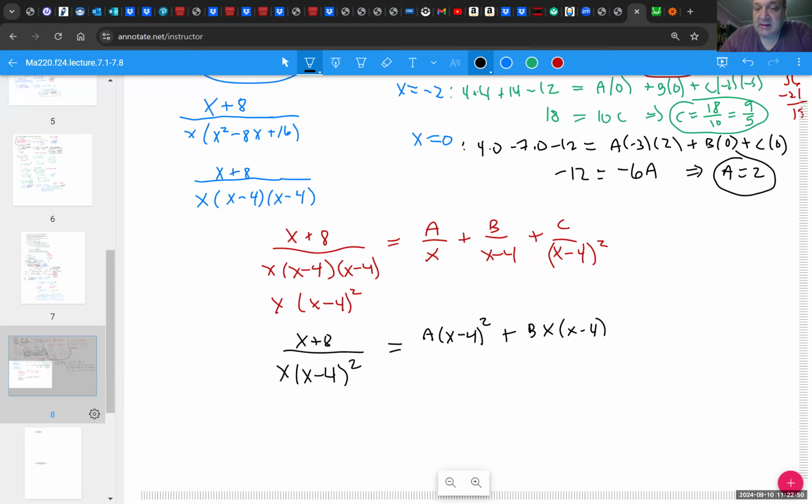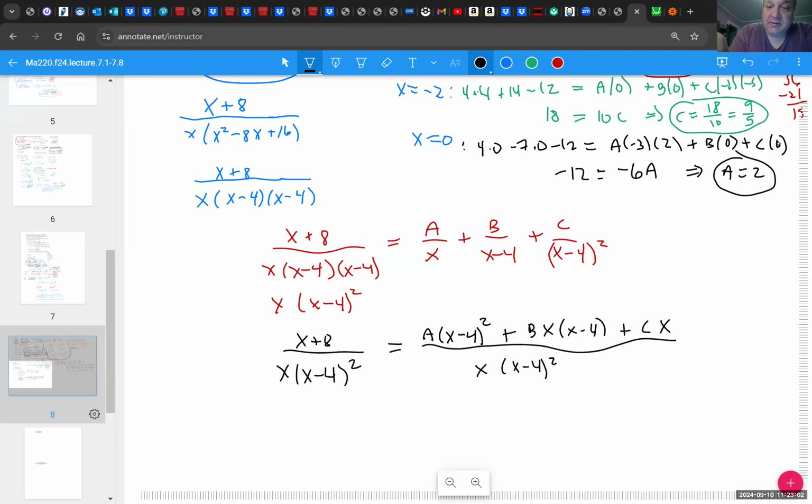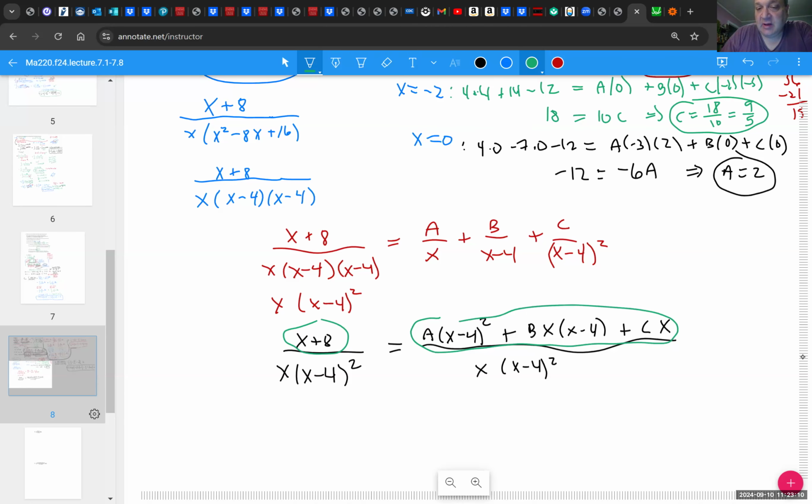And then for my c, I just have to multiply by x because it already has the x minus 4 squared. And when I do that, then they all have the same denominator, x minus 4 squared. Because they all have the same denominator, once again, we know that this top thing here has to equal this top thing here. And then I could just choose different values for x and solve for the a and the b and the c.